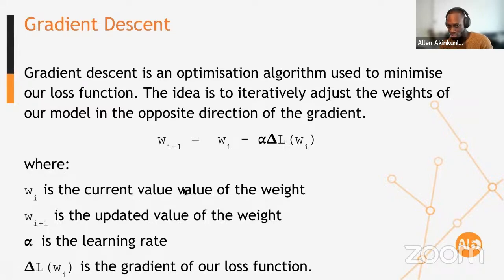So your W1 is the current value of your weights. Your W1 plus 1 is the updated value of the weights and the biases, of your model parameters. I'll just call them model parameters going forward. Alpha is the learning rate.